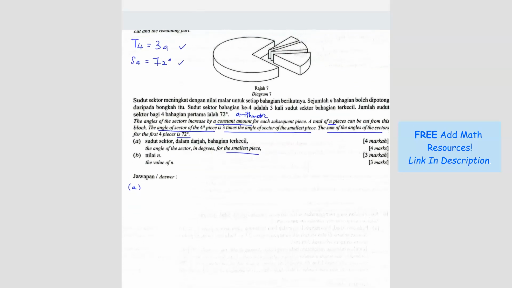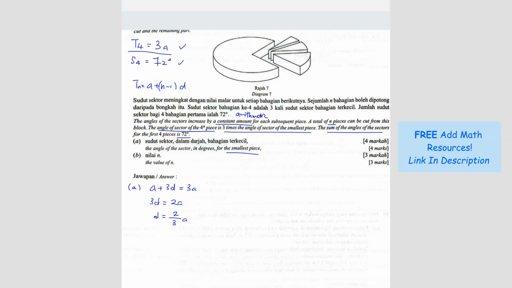Okay, so T4 equals 3a. T4 means the fourth term, right? So you can use the formula a plus n minus 1 d. Okay, this is the Tn formula. So we have a plus 3d equals 3a. Rearrange this, I get 3d equals 2a. I'm going to use d as the subject because I'm going to substitute into the second equation. So d is 2 over 3 a.